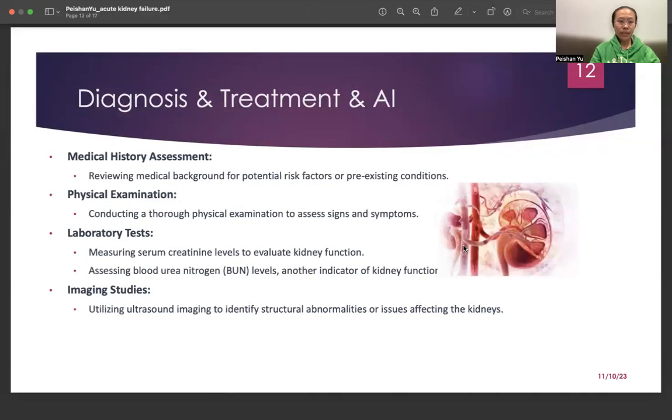And the diagnosis involves assessing medical history, physical examination, and laboratory tests: serum creatinine and BUN, which are the two most important numbers we have to check when a patient has acute kidney failure or any kidney disease. Imaging studies like ultrasound may identify structural issues affecting the kidneys. These diagnostic steps provide a comprehensive understanding of the patient's kidney health, aiding in accurate identification and classification of acute kidney injury.